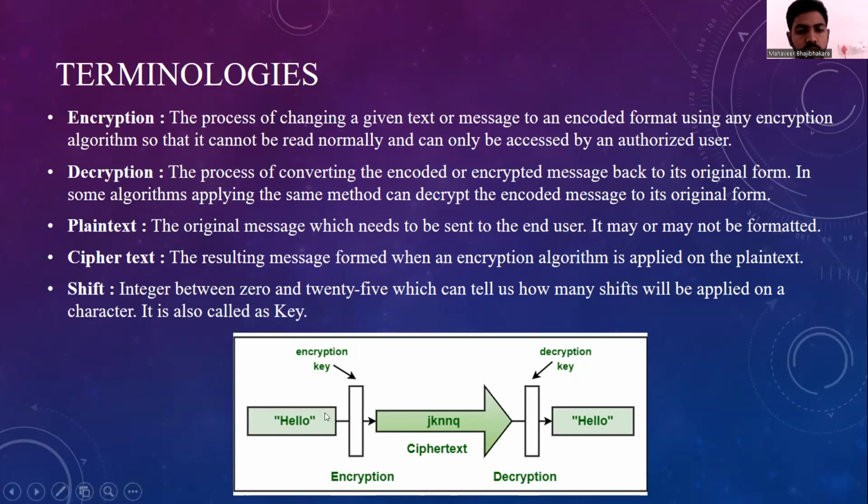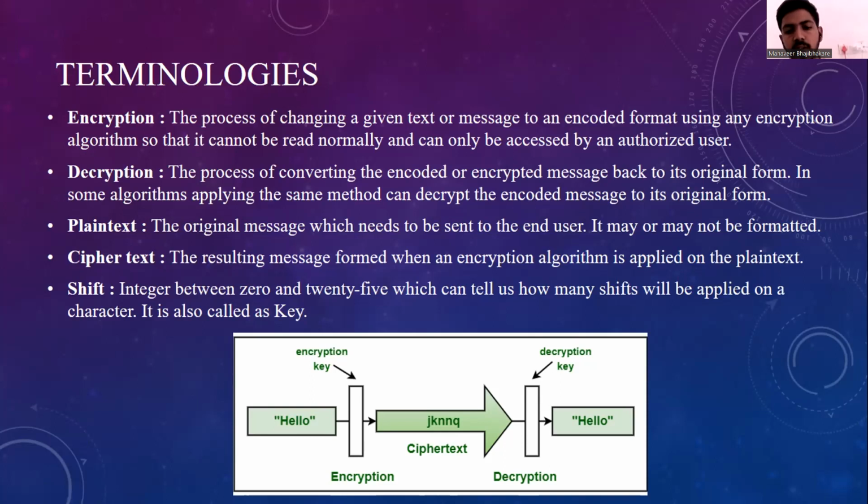As shown in the figure, HELLO is the plain text. We want to encrypt this HELLO into another message, the ciphertext. This is the encryption process of converting plain text to ciphertext. So HELLO becomes JKNNQ.